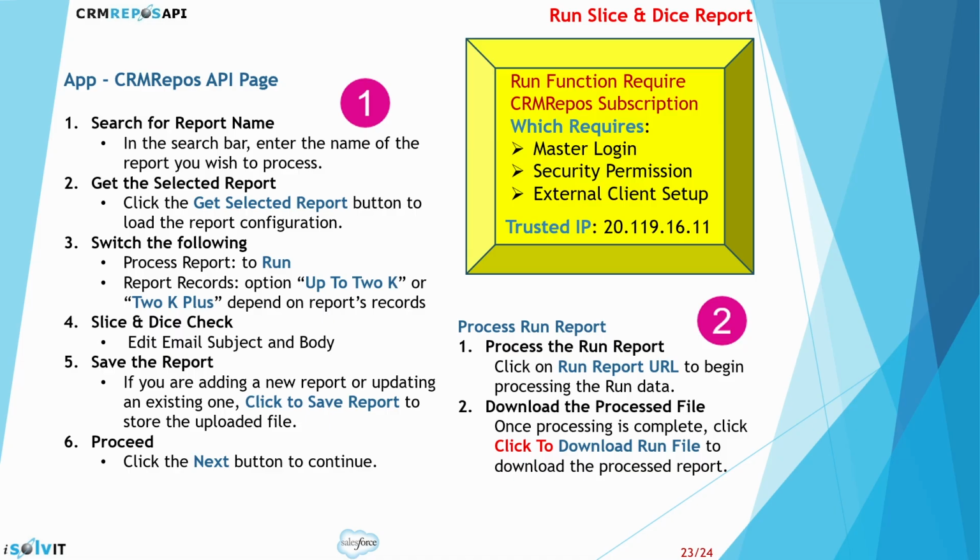Additionally, a CRM Repo subscription enables you to schedule any Salesforce report to run automatically and be delivered to an assigned recipient. If your organization already has this subscription, there is no additional charge to use the run report capability within the CRM Repo API flow.